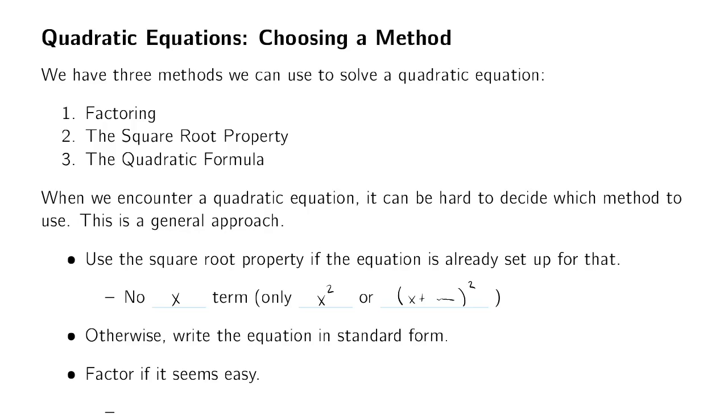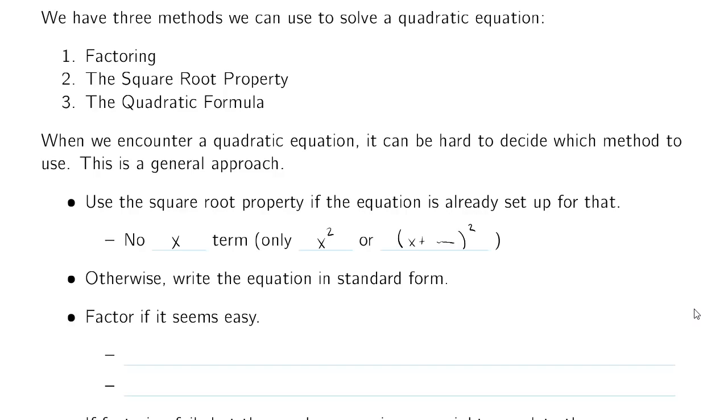So there's no term with just x to the first power, only an x squared term, or something with an x in it squared. That's set up to make the square root property easy. If the square root property is easy, we should use it. If our equation is not set up to make the square root property easy, we should write our equation in standard form before we decide what to do next, because all the rest of this works on an equation in standard form.